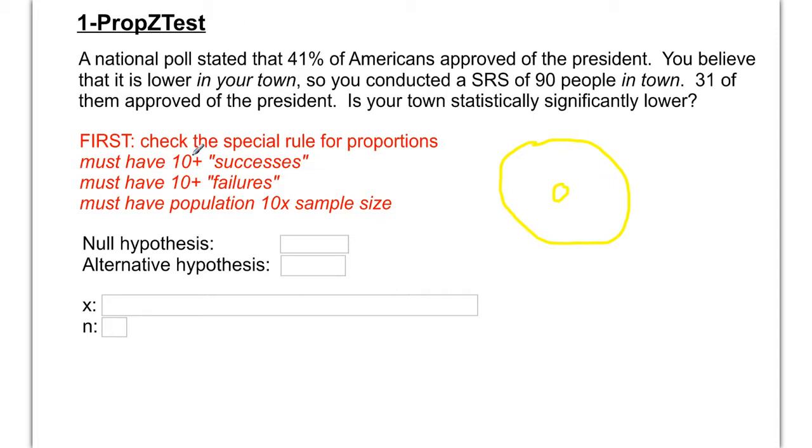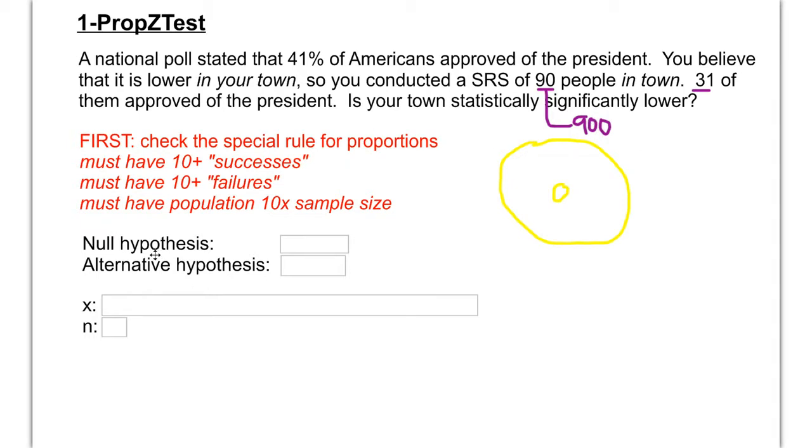And so what we're going to do is always start with our assumptions. Do we have 10 successes? Yes, we have 31. Do we have 10 or more failures? 31 out of 90 means we have almost 60 failures. We're good to go. Is the population 10 times your sample? Well, if we have 90 in the sample, then we would have to have at least 900 people in town. And as long as you're not in a very small town, that should be fine.